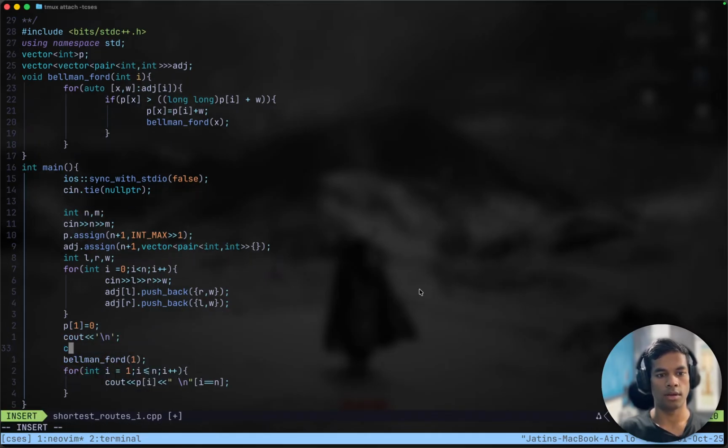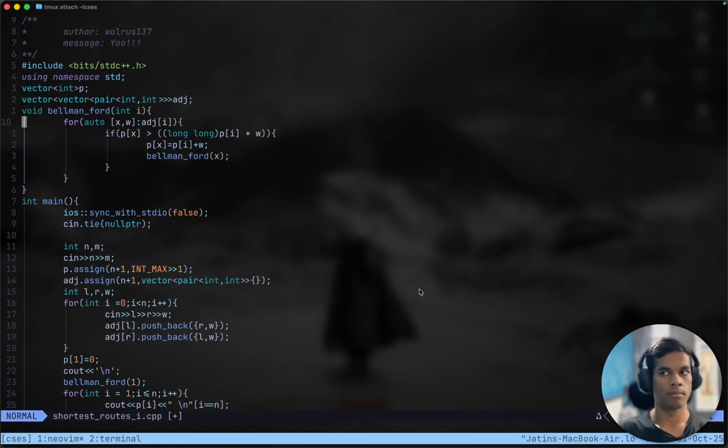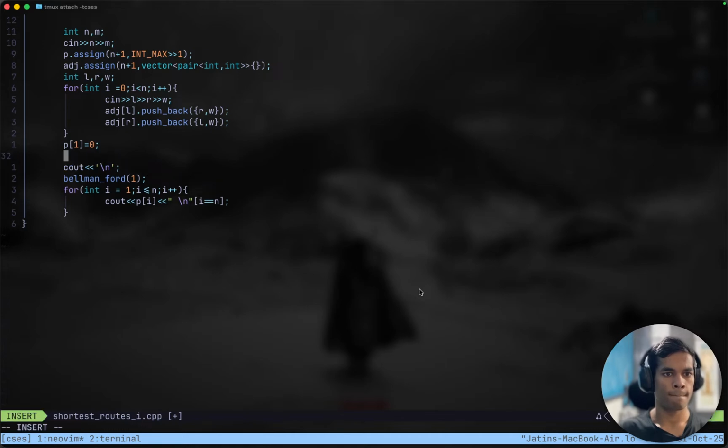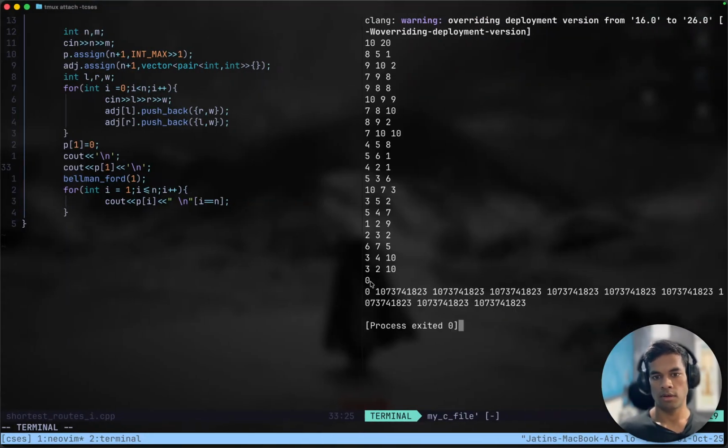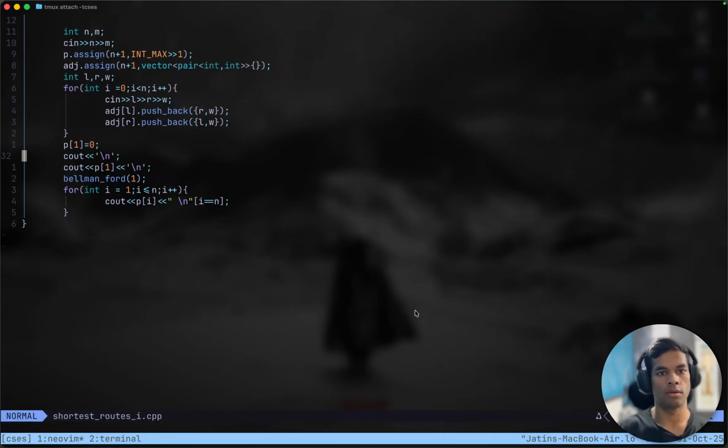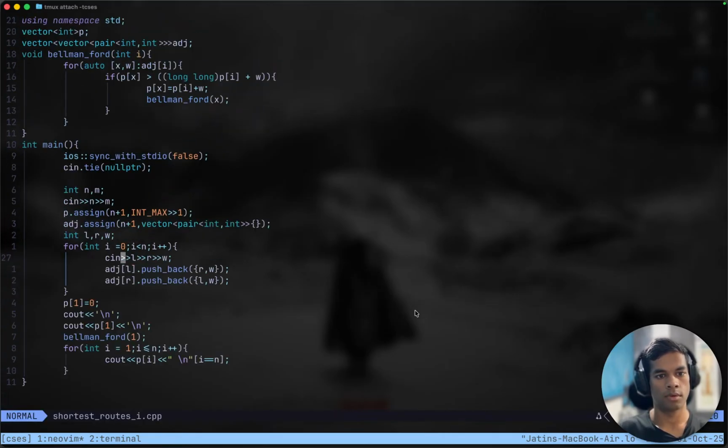cout, new line, and then cout. After new line, cout, P1, CMP, copy, paste. Okay, P1 is 0, and the next thing is also 0, but this should have what? Taken L, R, and W. L dot pushback R, W.